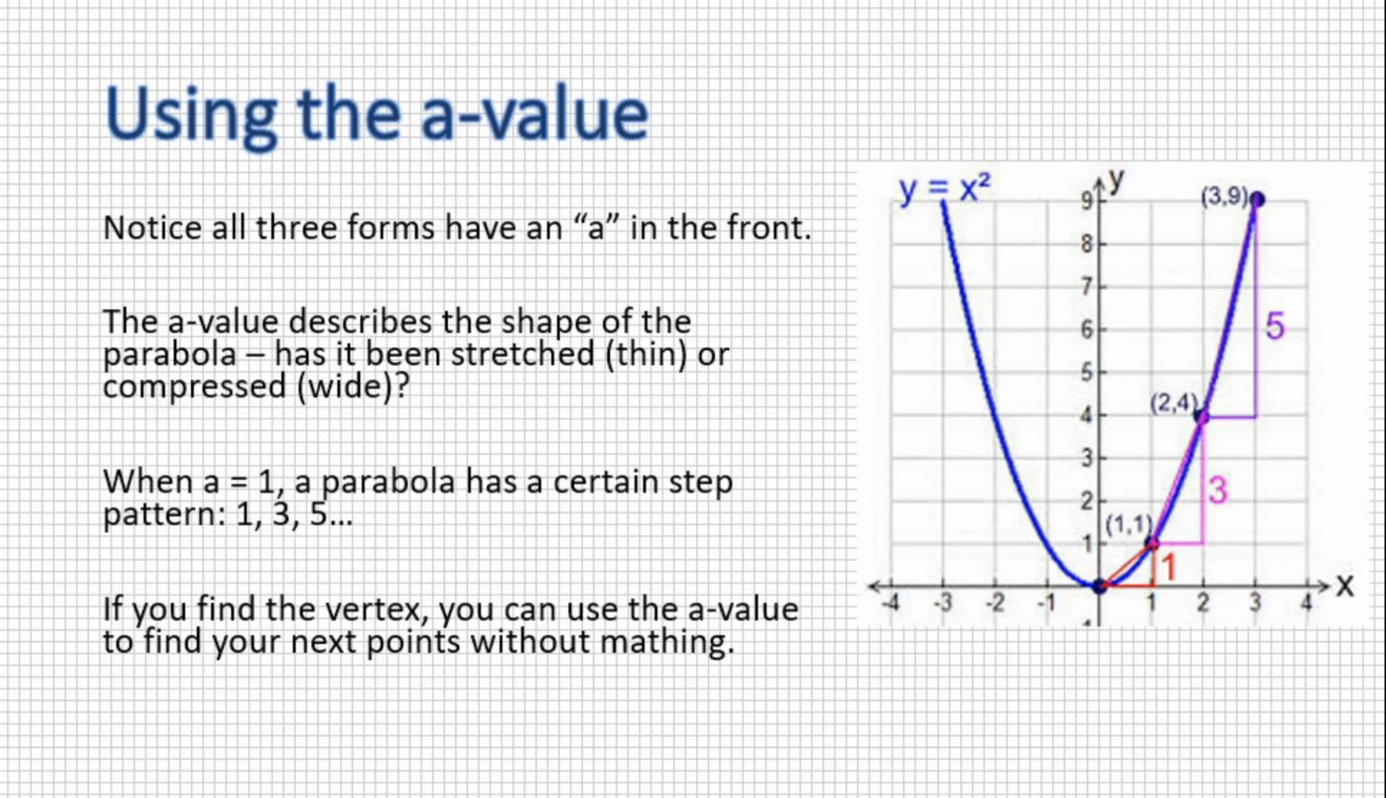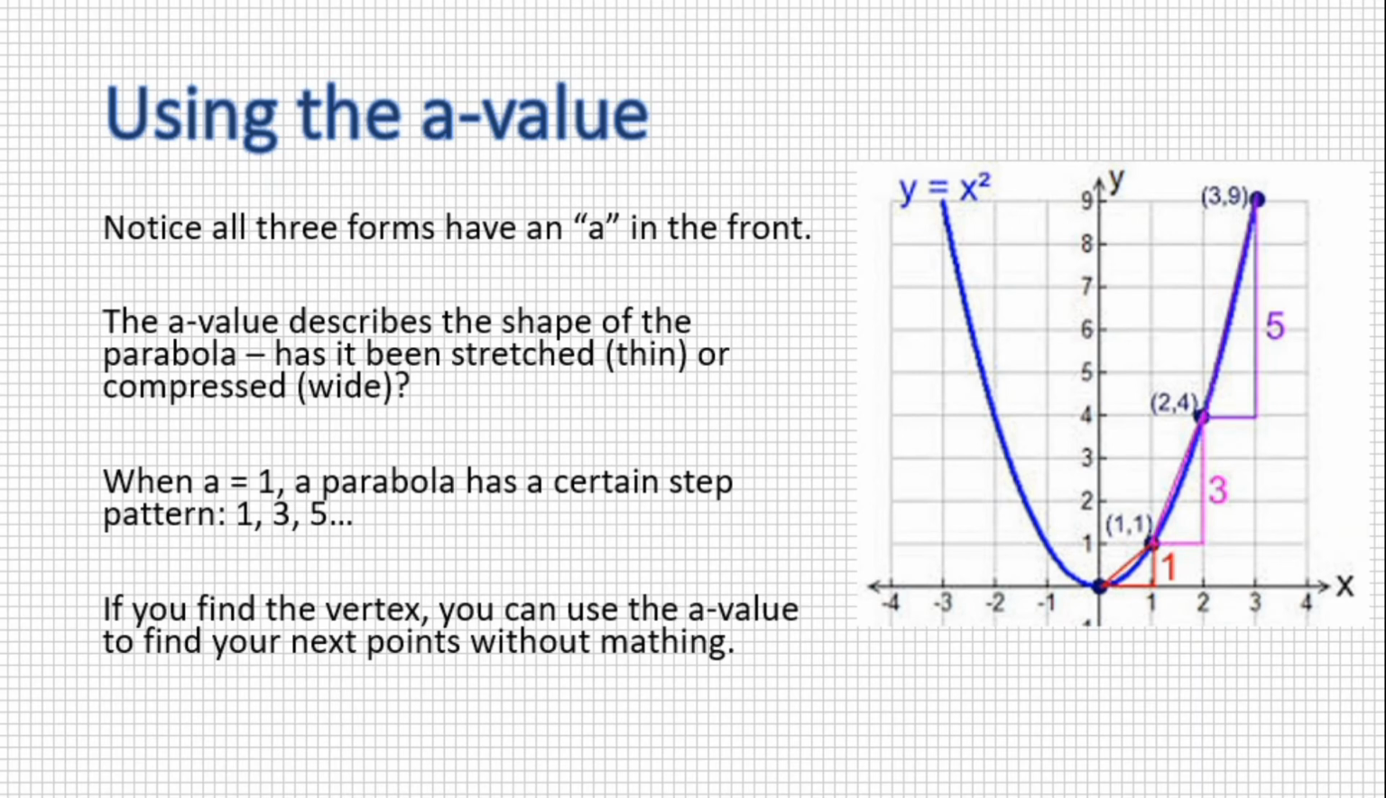You may have noticed I've been ignoring the a value in front. All three of the forms had an a there. And what that a value does, it describes the shape of the parabola, the vertical change. Has it been stretched, so is it a thin parabola, or has it been compressed? So it's like you sat on it and made a wide parabola. And that kind of relates to our sine and cosine graphs where the amplitude, right? If we had an a value of 2, we stretched it, made it a taller graph. And if we had an a value between 0 and 1, we squished it and made it a shorter graph.